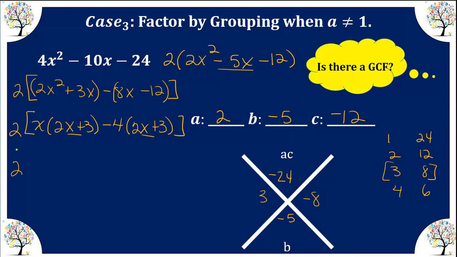Bring down your GCF of 2. x minus 4 times 2x plus 3. This has 3 factors: 2, x minus 4, and 2x plus 3.